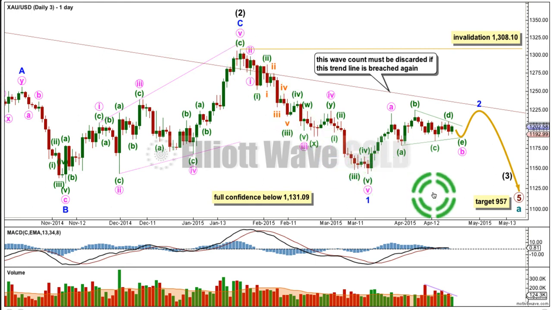So the situation is unclear. Both bull and bear wave counts have their problems. Both have points in their favour. Let's let price tell us which one is correct. Until then, we need to consider all possibilities.